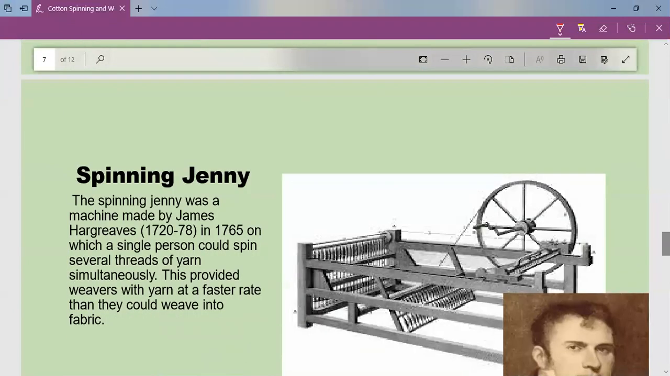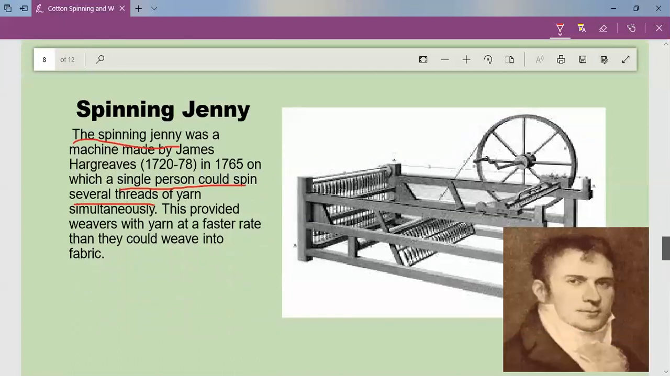The second was the spinning jenny. The spinning jenny was made by James Hargreaves, and with its help, a single person can spin several threads simultaneously at the same time. Previously, the weavers had to wait and wait for the supply of threads. Now, a single person is able to spin a lot of threads, which almost 100 spinners were doing at a time.